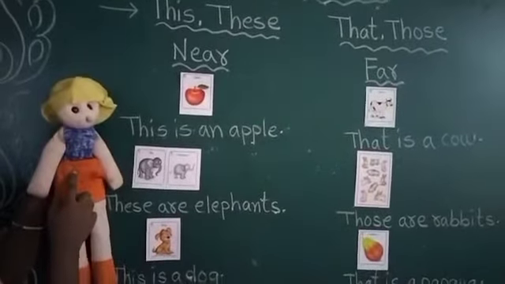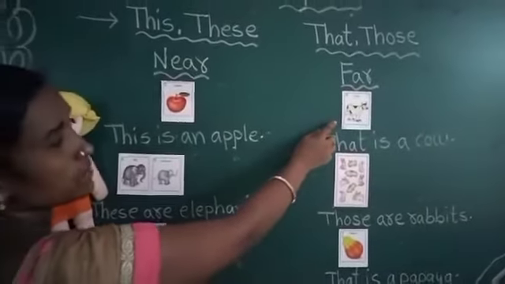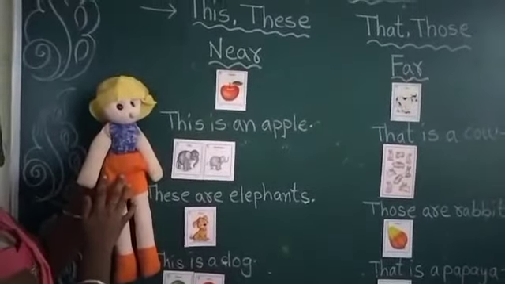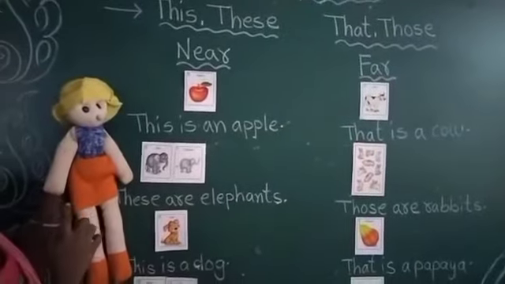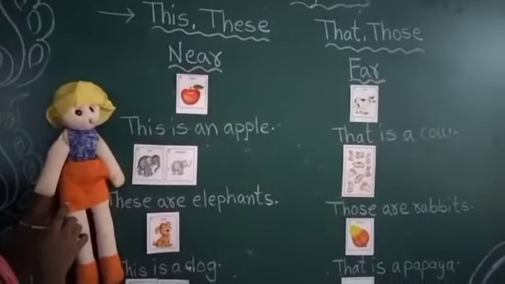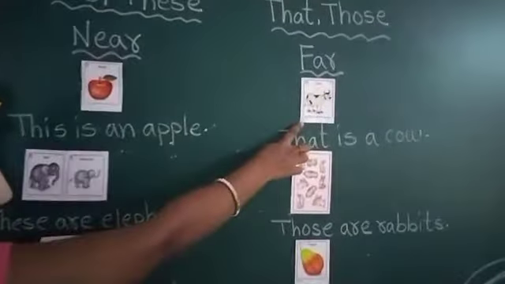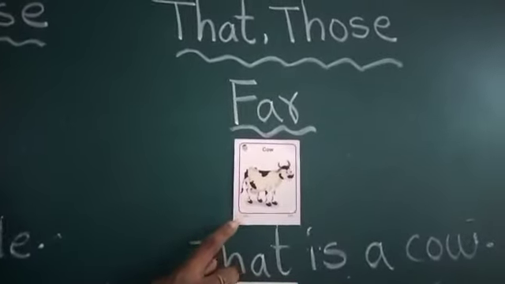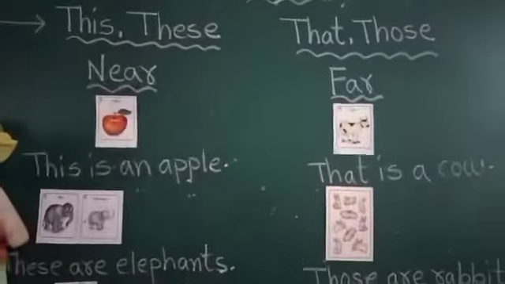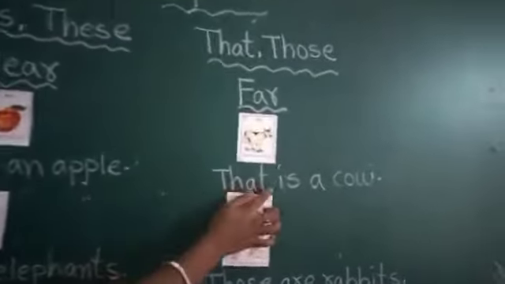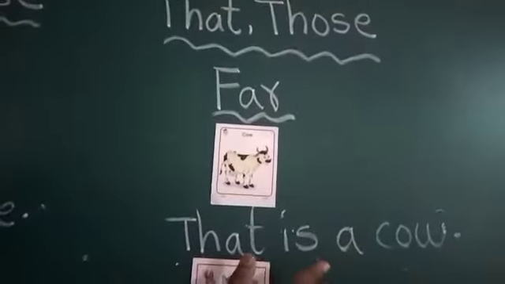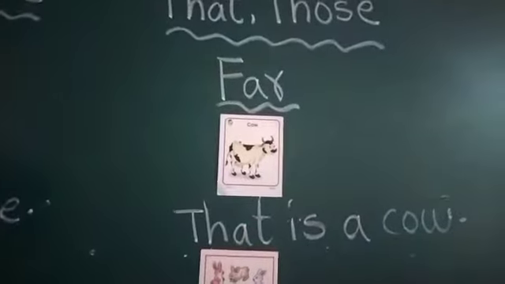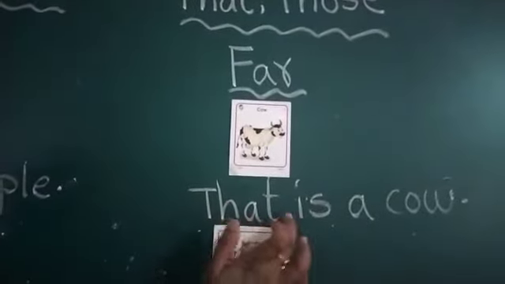Next, Dolly is telling about this picture. See this? This apple is near to Dolly, but this cow is far from Dolly. So, what is Dolly telling here? How many cows are there? Only one cow, and that is far from Dolly. So, what is Dolly telling? That is a cow. Why? This is single and far from Dolly.